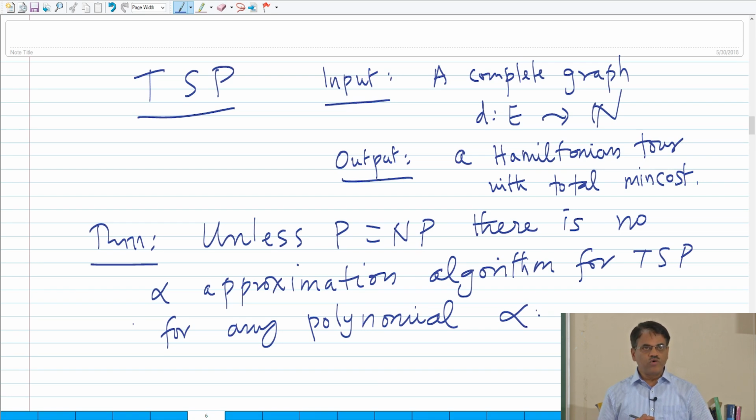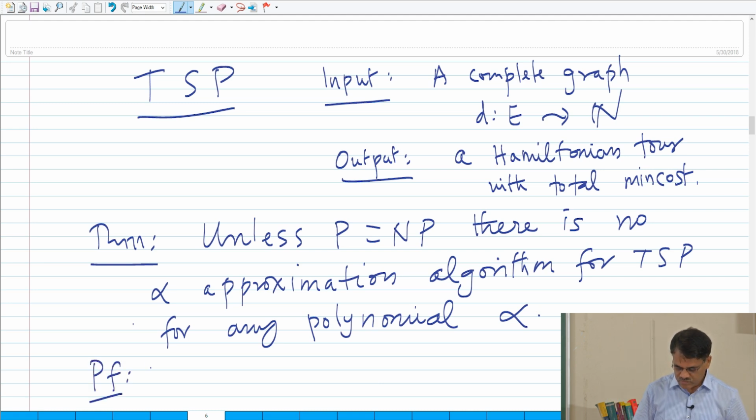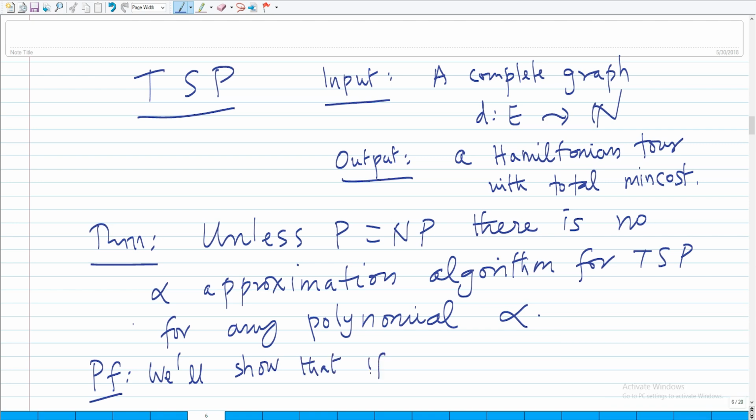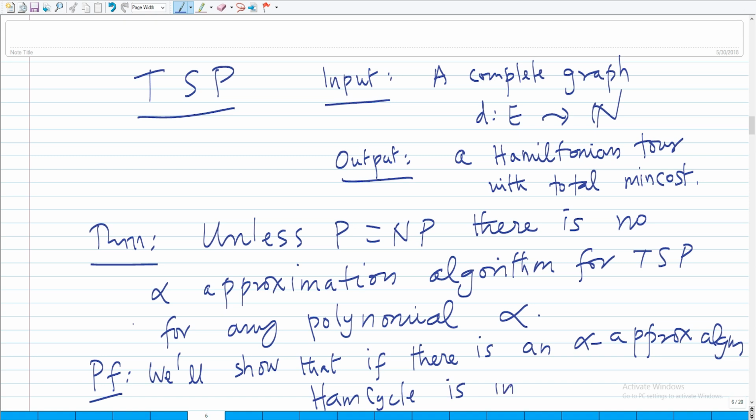So, the way we will show it is that it looks big, right? How can you say that there is no polynomial approximation algorithm? We will show that if there is an alpha approximation algorithm for TSP, the Hamiltonian cycle problem can be solved in polynomial time.